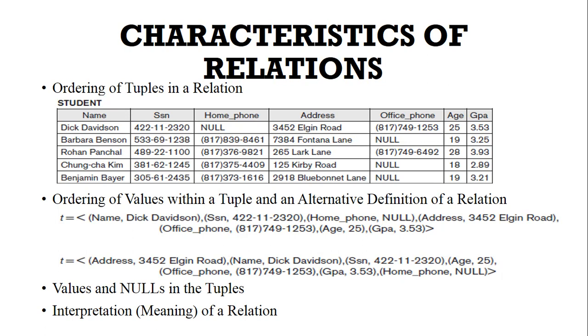Okay. Then if you want to change the order and make the address come first, you can write T equals address first, then name, then serial number, then age, then office phone, then GPA, then home phone. The values and the nulls are present in the tuples. So the interpretation provides the meaning for the relationship. Okay.